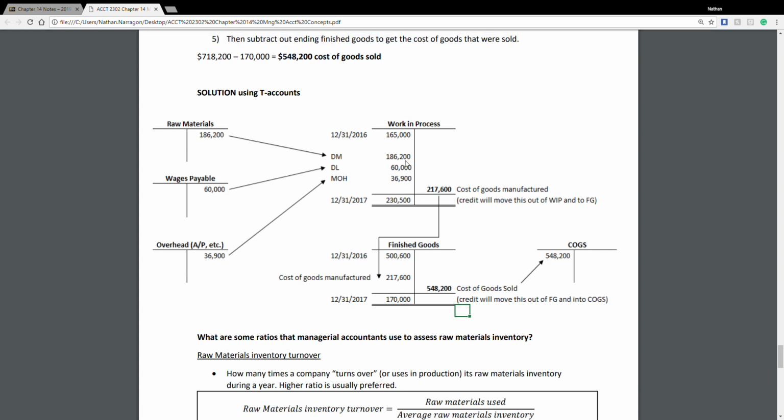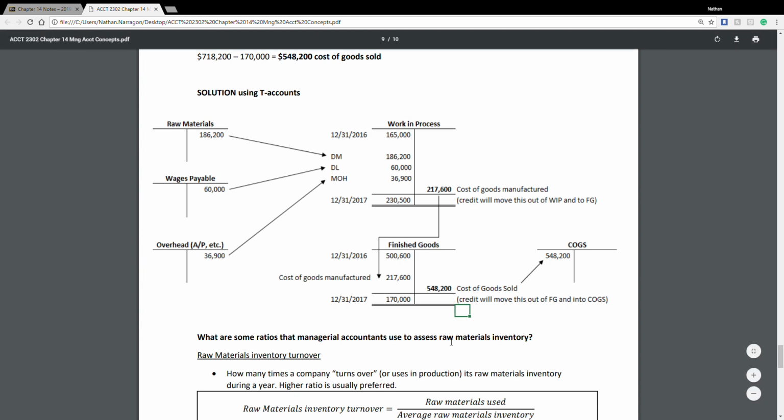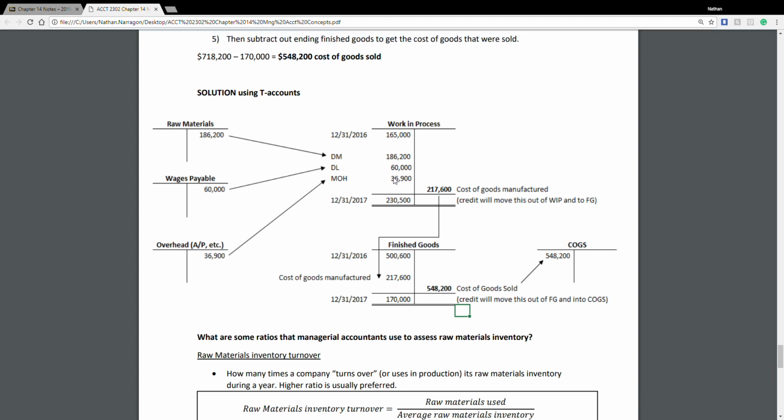Remember, finished goods, work in process, and our three other accounts right here, they are all going to be associated with mostly a debit balance. Work in process is usually always debit. It's inventory, so it's naturally a debit.